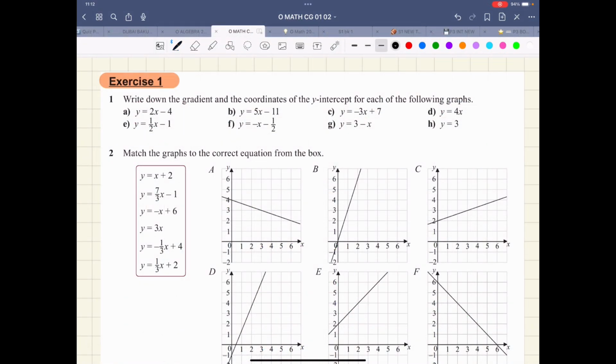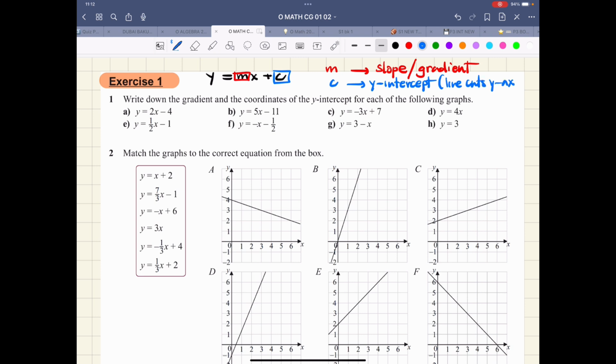Let's look at exercise 1. In exercise 1, look at the first question. It says write down the gradient and coordinates of the y-intercept for each of the following graphs. First of all, y is equal to mx plus c. This m represents the slope, the inclination, the rise over run, or popularly known as the gradient. And what about c? C is the y-intercept, the point at which the line cuts the y-axis. In other words, the x coordinate is 0.